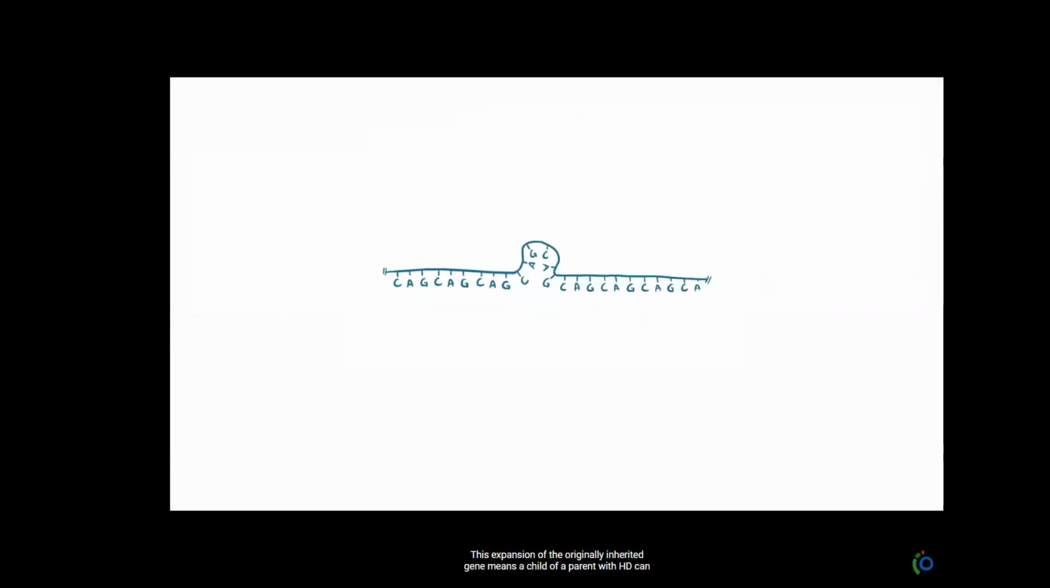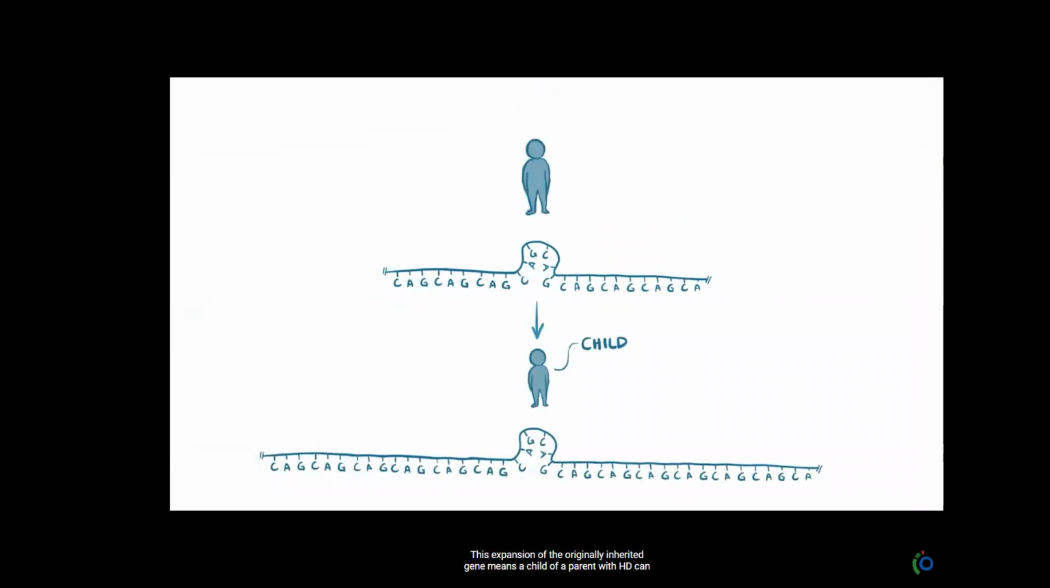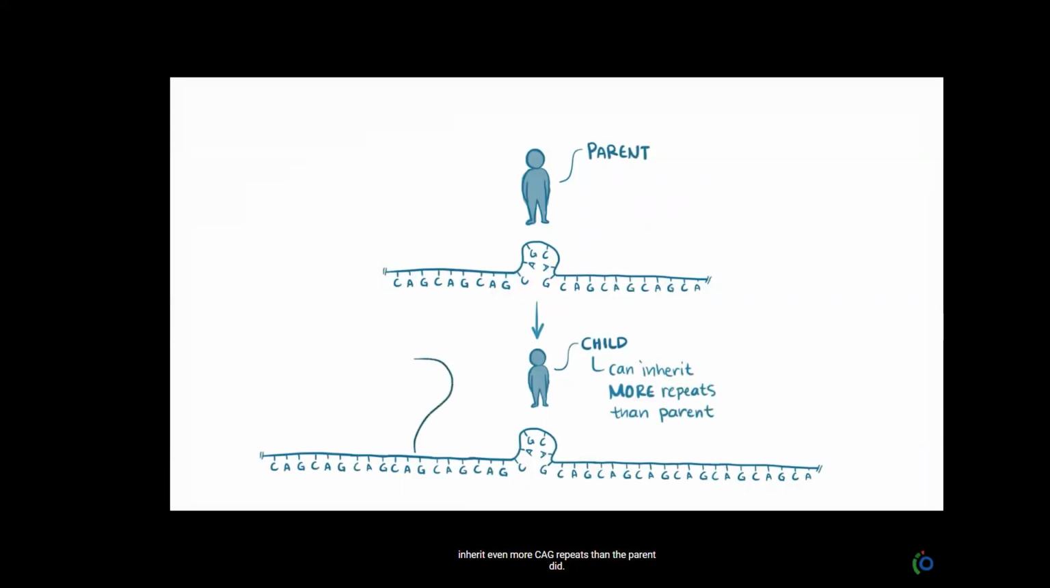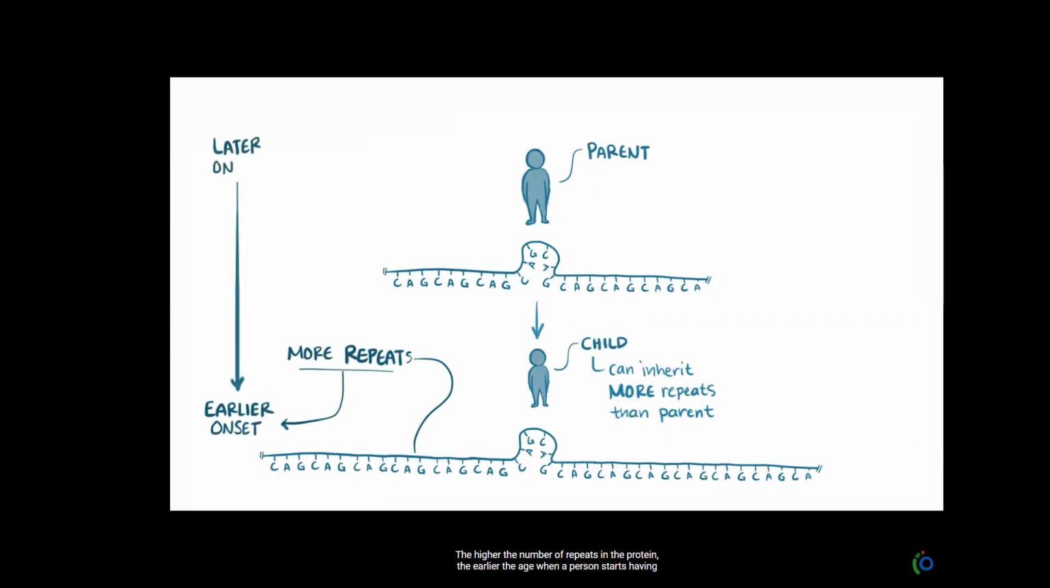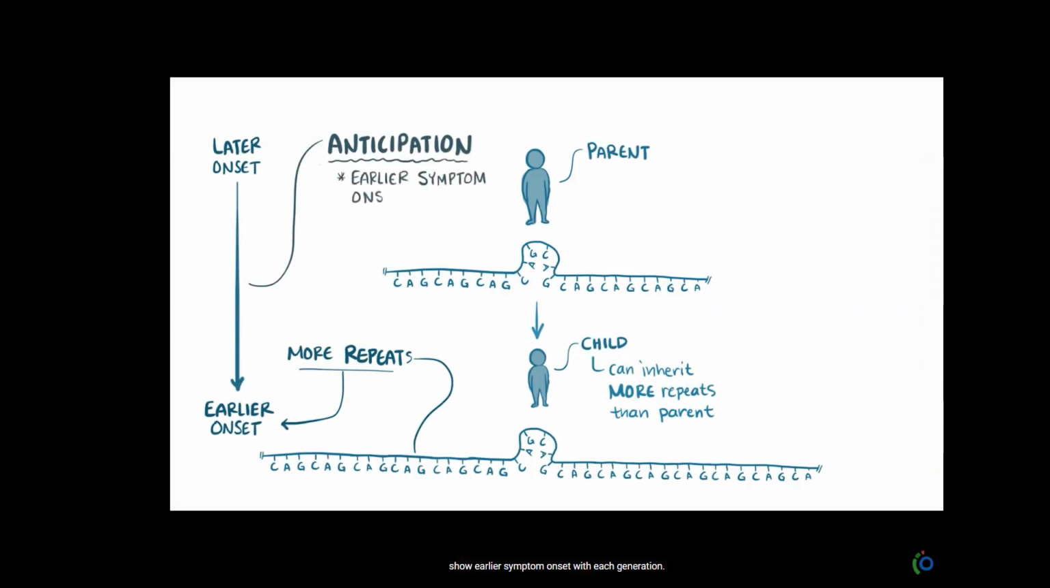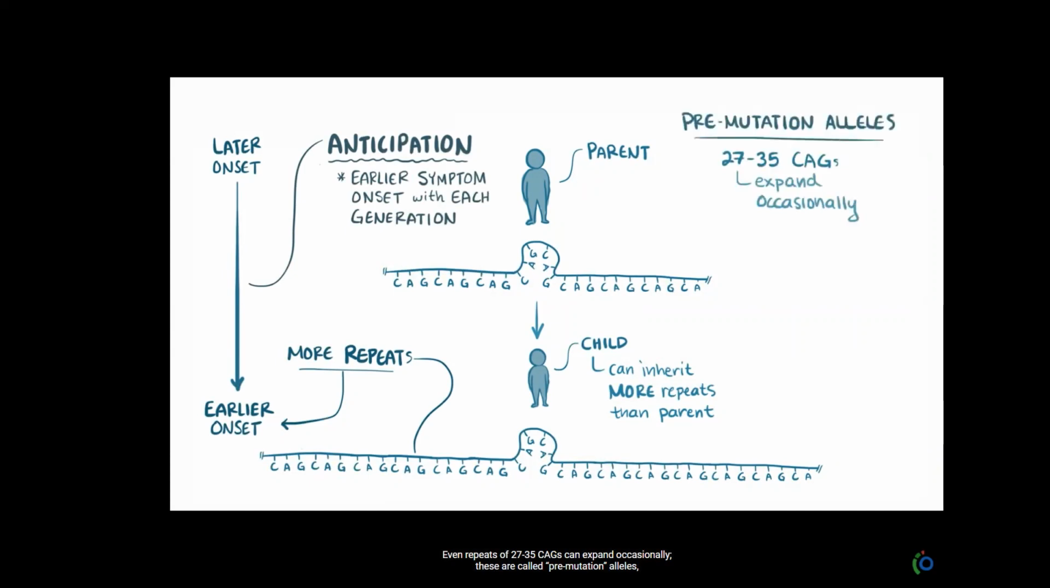This expansion of the originally inherited gene means that a child of a parent with HD can inherit even more CAG repeats than the parent did. The higher the number of repeats in the protein, the earlier the age when a person starts having symptoms. This phenomenon is called anticipation, which means that Huntington disease families often show earlier symptom onset with each generation. Even repeats of 27 to 35 CAGs can expand occasionally, and these are called pre-mutation alleles, since they don't cause the disease, but they're set up for developing a mutation of 36 or more CAGs.